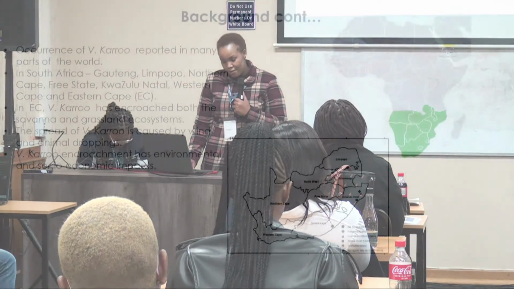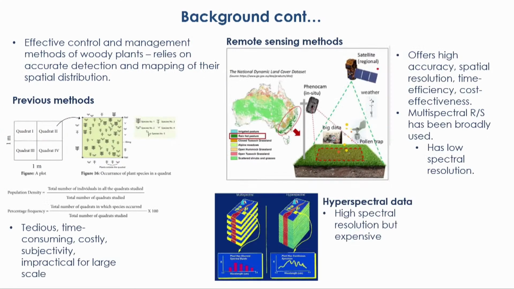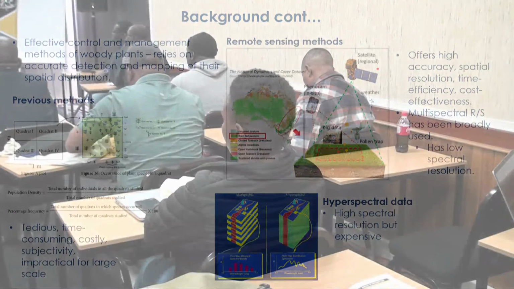Vachellia karoo has various impacts. It has socio-economic and environmental impacts, which negatively impact the rural people and the livelihood of farmers. So with such impacts, it is required that these encroaching woody plants be monitored and managed.